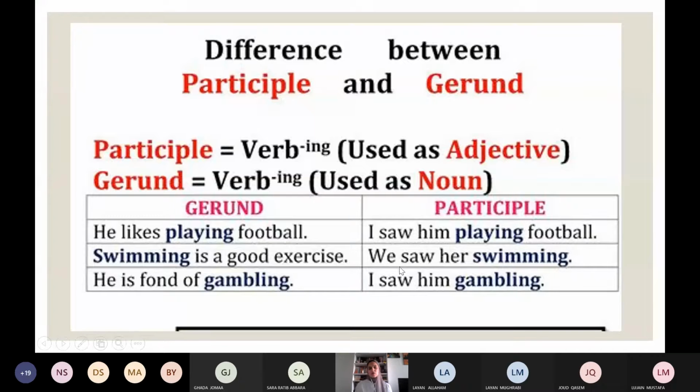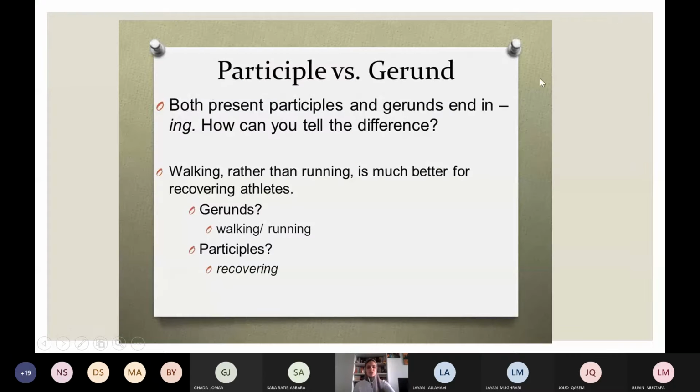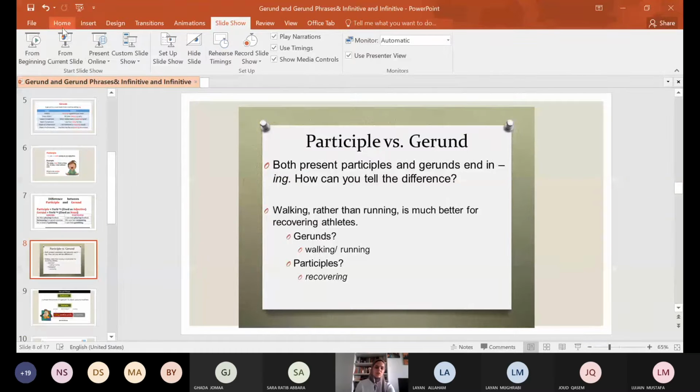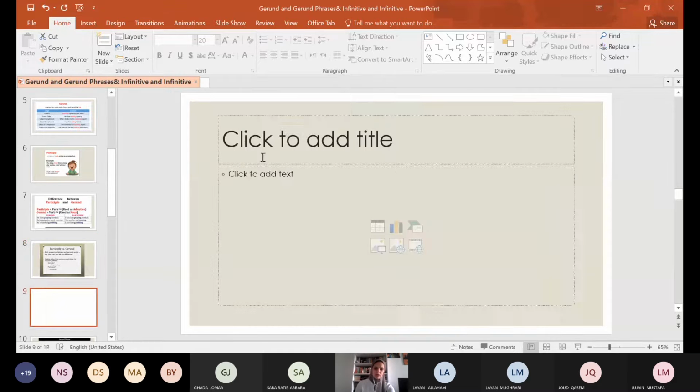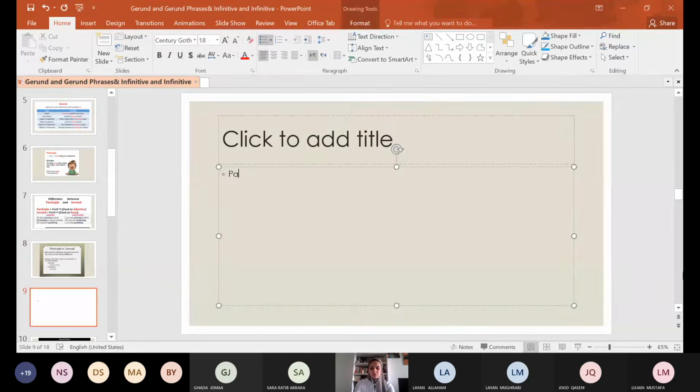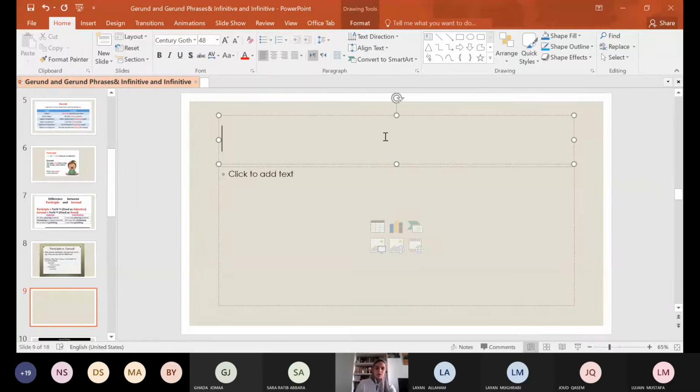We saw her swimming in the sea, for example. I saw him gambling with the papers. Okay, here, different than the gerund. Here again, participles versus gerund. What was the participle, girls, when we use this as an adjective? Here I write it for you. Participle, gerund. Okay, here I write the verbals.